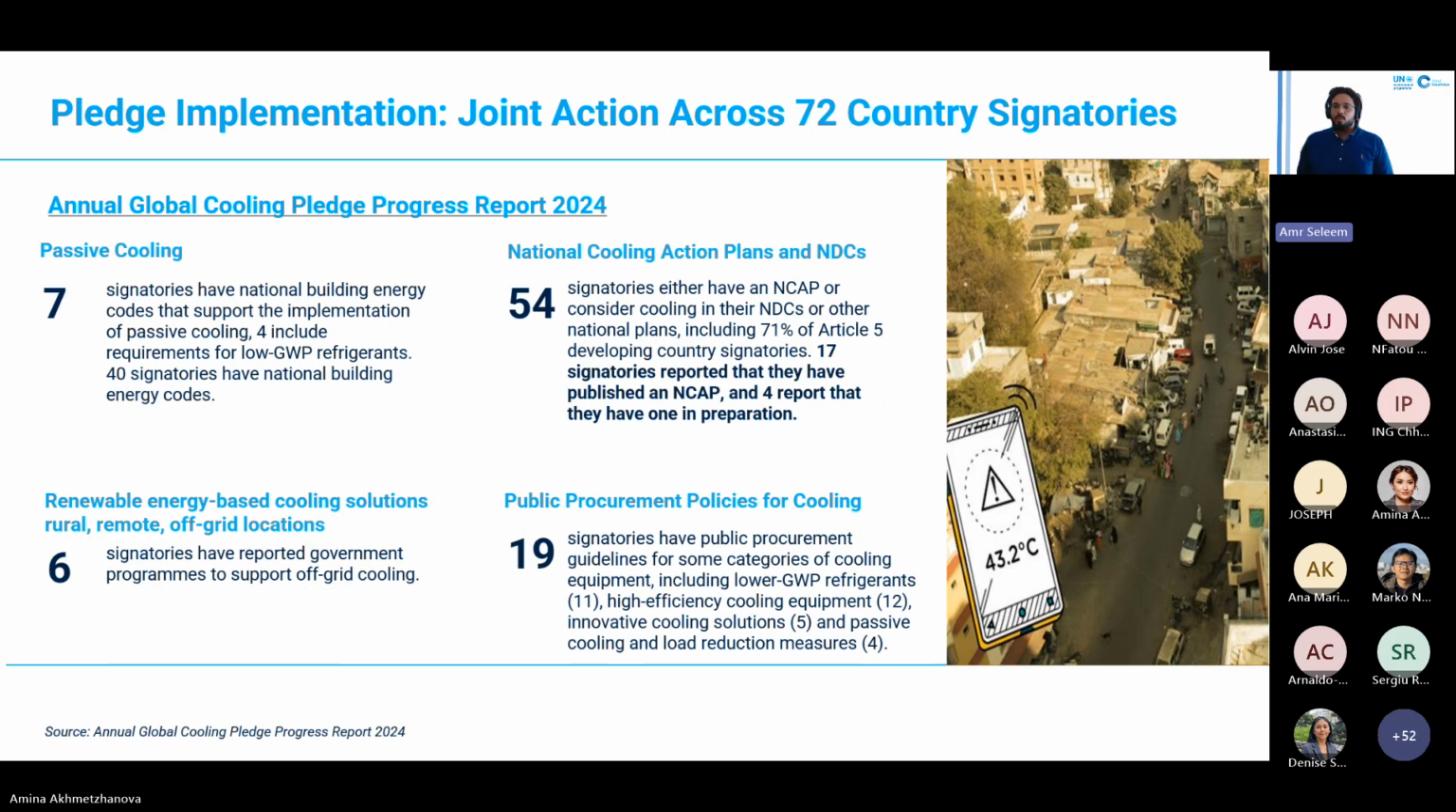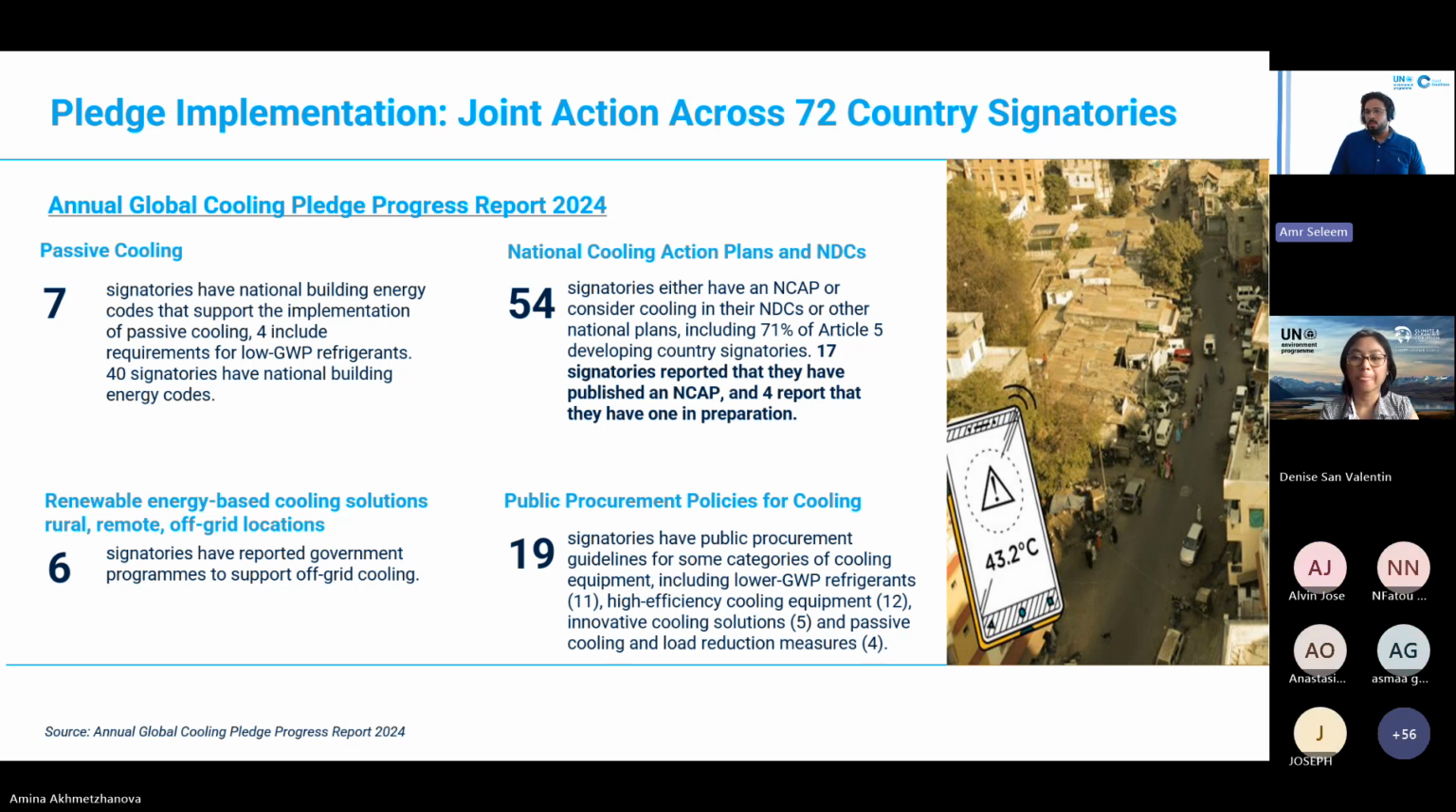As I said, passive cooling is one of the great areas where we need to support our signatories. Only 7 out of 72 have started to include passive cooling as part of their building energy codes. You see here 54 countries have mentioned cooling in their indices. But in the first NDC, many countries perhaps mentioned HFC phase down, but not much on the quality that we aim for. This is why the guidance on integrating cooling measures has to have a certain quality, so every country addresses adaptation as equally important as mitigation efforts. Here also, only 6 on renewables-powered cold chains and 19 on public procurement.